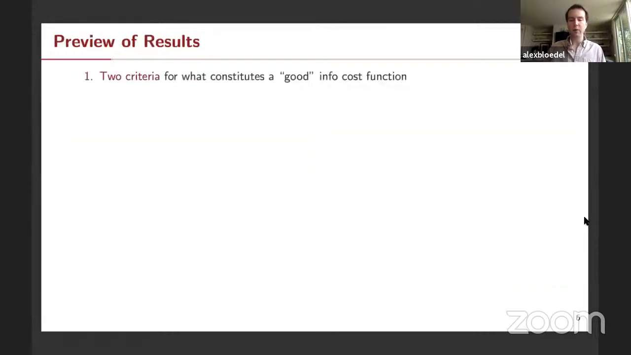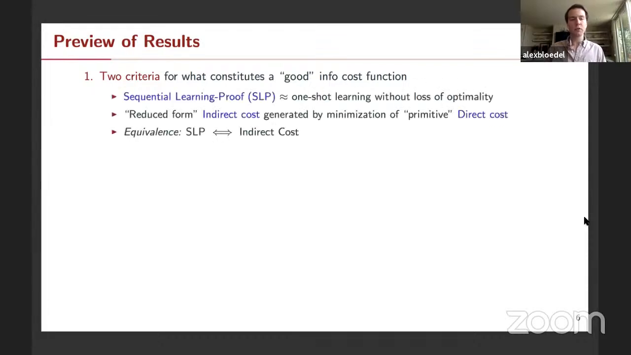So with this background in mind, we do three things in this paper, starting with the most general and working towards the most specific. In the first part of the paper, we propose two new criteria for what constitutes a good information cost function. And these closely mirror the two resolutions that I just described. First, we say that a cost function is sequential learning proof, or SLP, if, roughly speaking, one-shot learning is without loss of optimality.